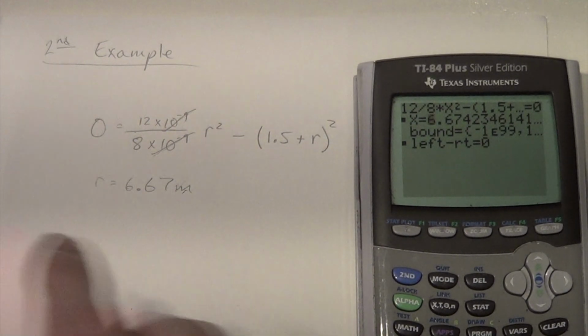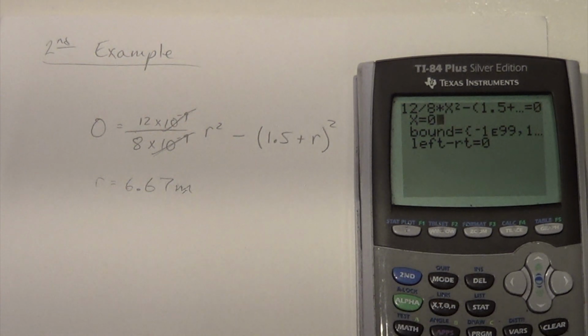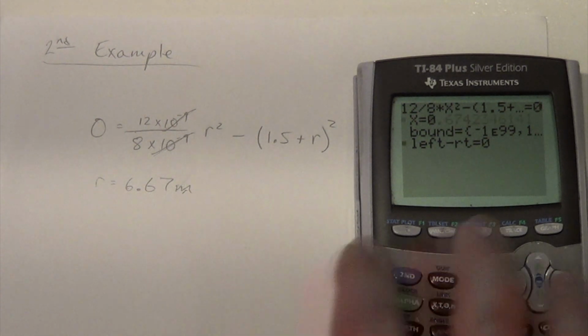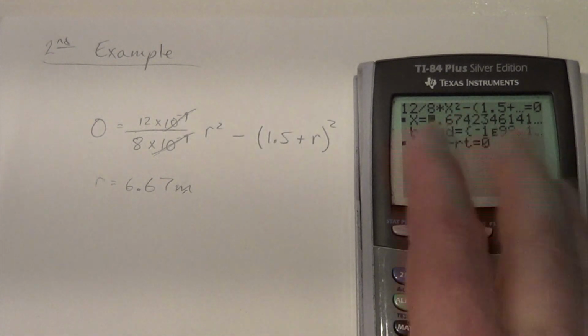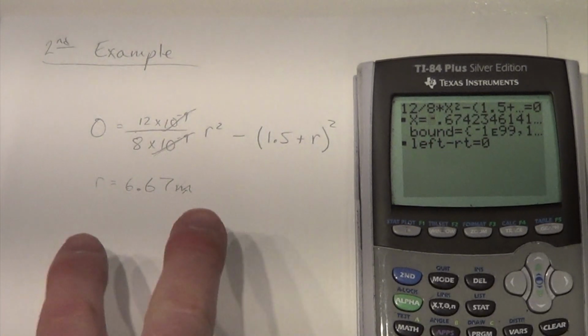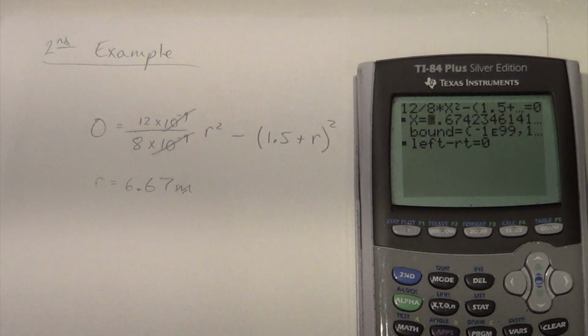Now, if you had plugged in something like 0, alpha solve, you'll see that you get that negative solution. That negative solution is the answer if these two charges had been the same instead of opposite.